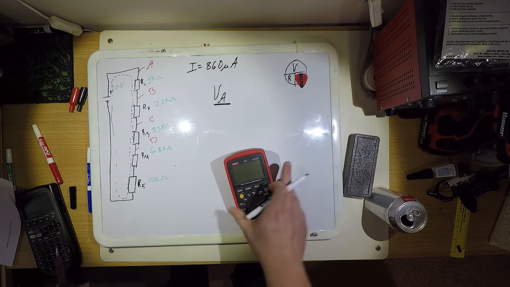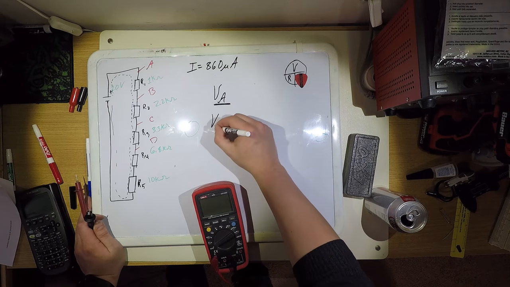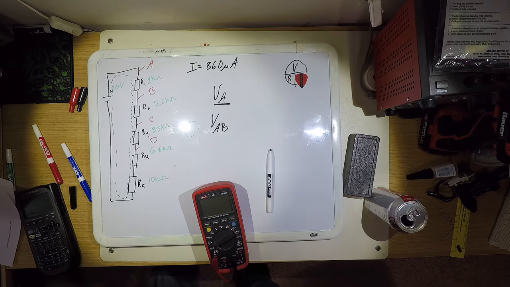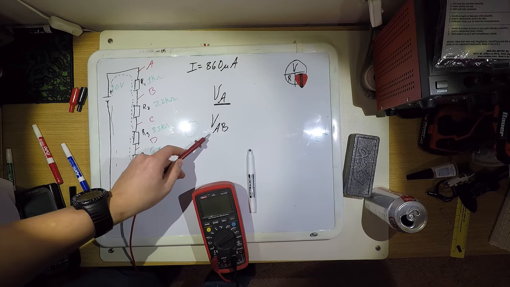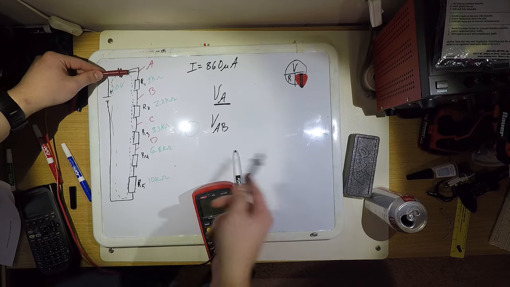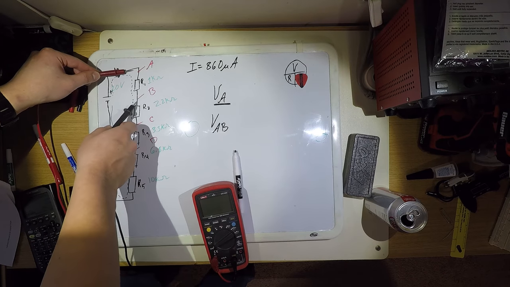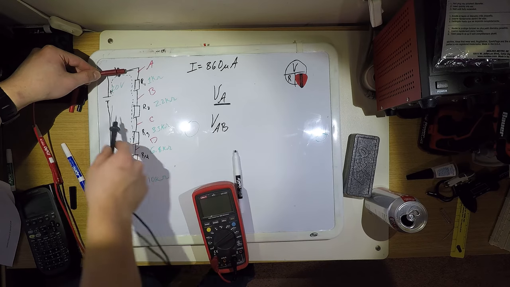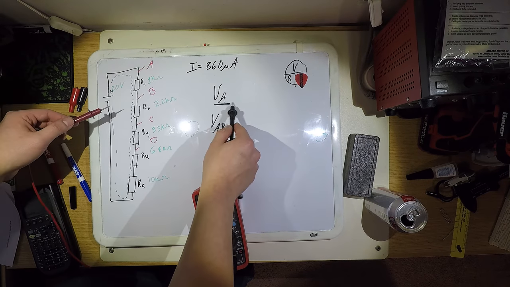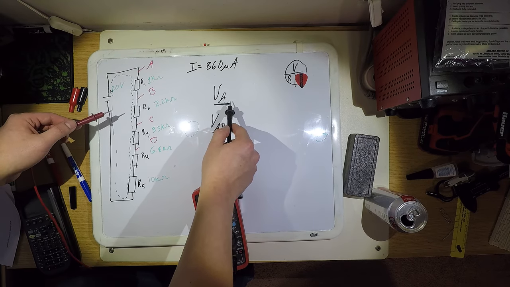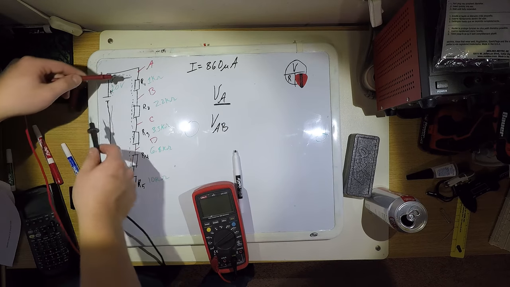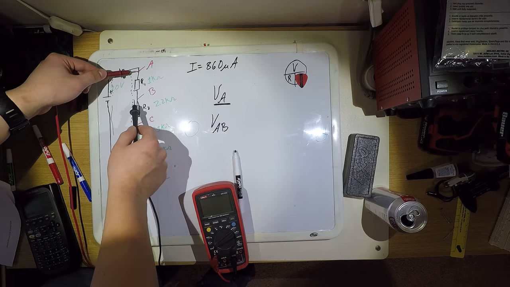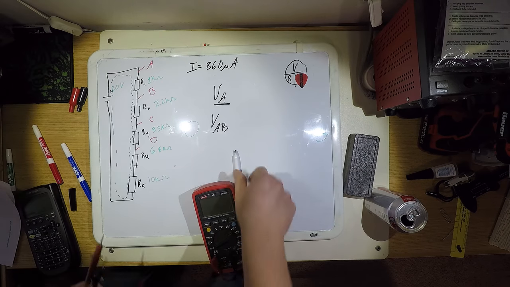If I said measure VAB, that is two points. So your red probe always goes on the first point, and then your second probe always goes on the second point. In this case, since we don't have one there, it defaults to ground. If there is nothing following the first designator, you go over to ground. If there is something else, you go to that.